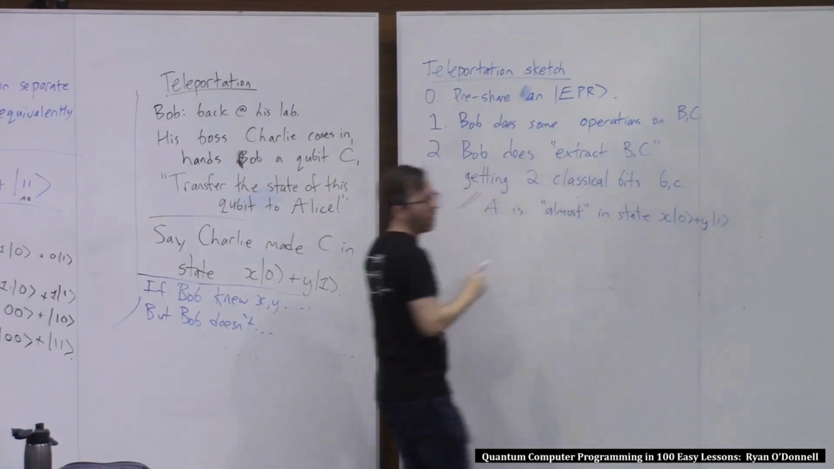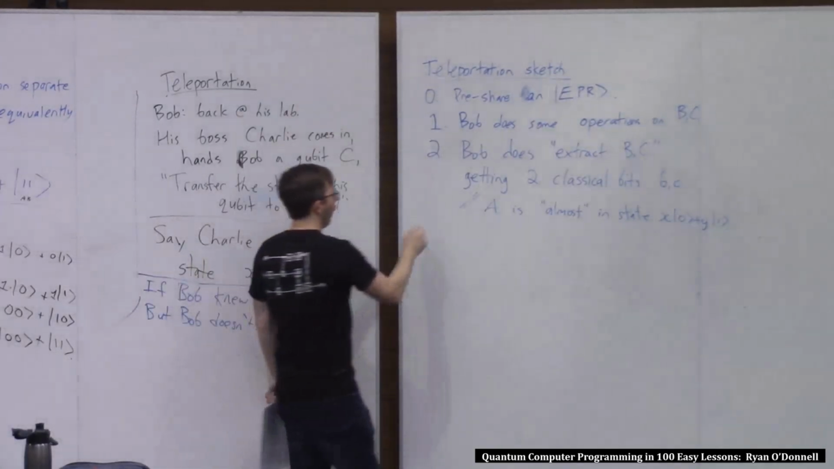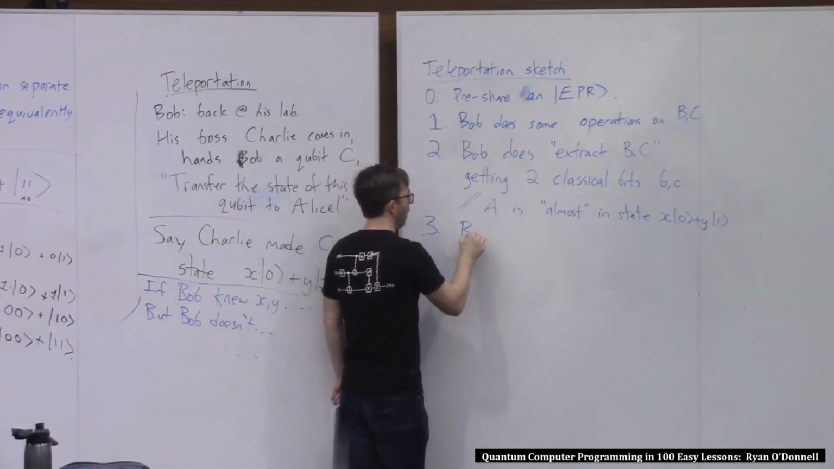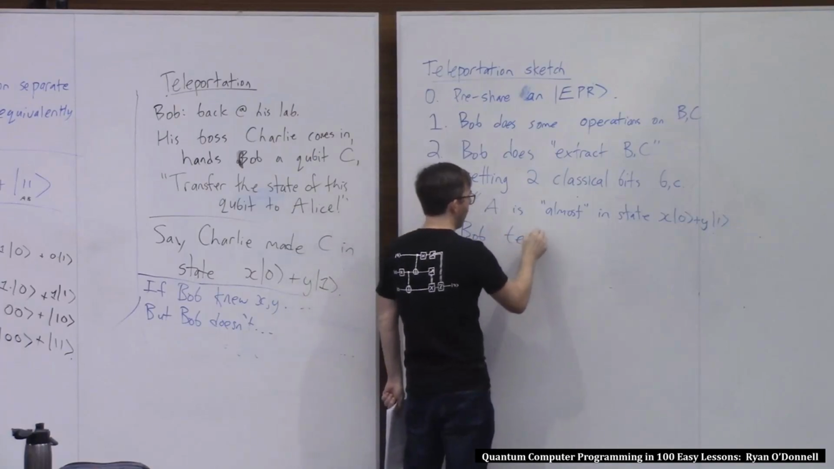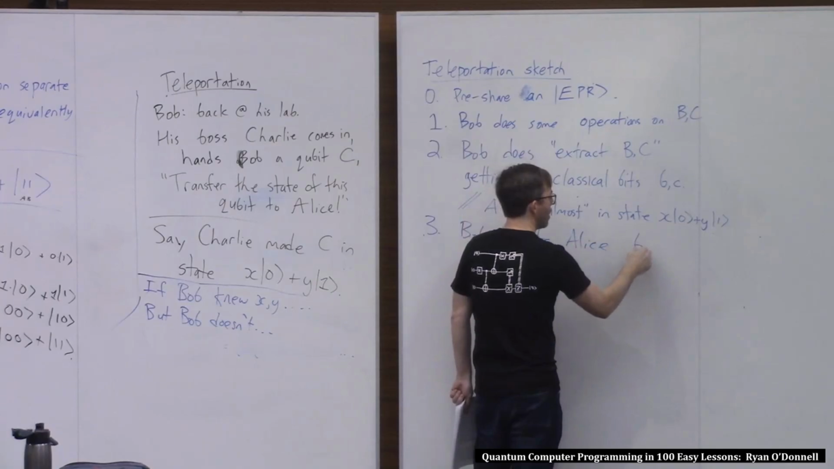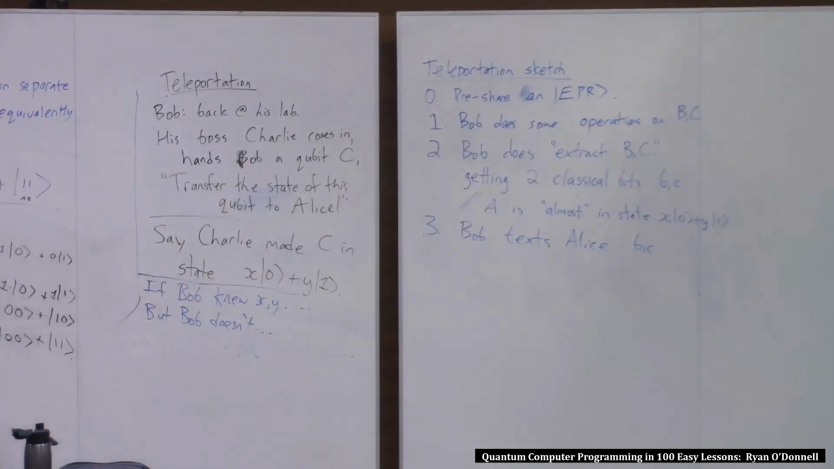Okay, when we do the details, we'll see what is meant by this, but it's practically correct. Then Bob will send a text message to Alice, which just contains these 2 bits of information, B and C, his measurement outcomes. So in this whole story, Bob does send Alice a message, but it's just 2 bits, B and C.